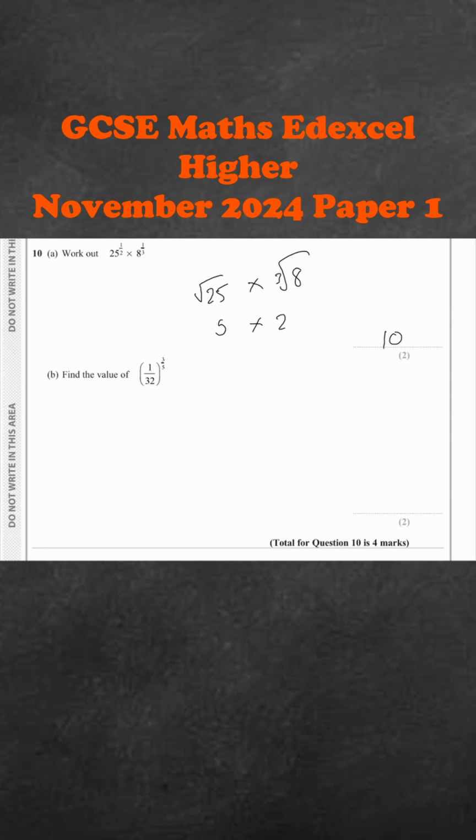And for part B, find the value of 1 over 32 to the 3 over 5. That is the same as saying the fifth root of 1 over 32, cubed. Now, what number to the power 5 gives 1 over 32? If we just focus on the bottom of the fraction, what number to the power 5 gives 32? That would be 2 to the power 5 gives 32. Therefore, 1 over 2 to the power 5 is 1 over 32, which means the fifth root of 1 over 32 is just a half. So this becomes a half to the power 3, and a half to the power 3 is just 1/8.